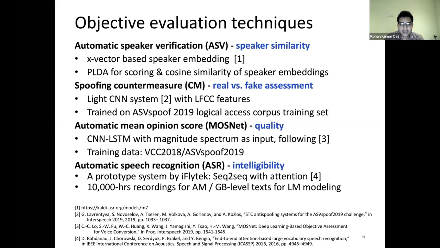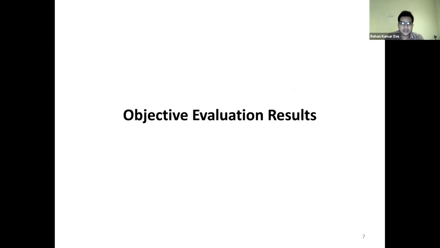Lastly, we use ASR for assessing the intelligibility of the converted speech. This is a system developed by iFlytek that is based on sequence to sequence with attention. It uses 10,000 hours of recordings for the acoustic model and GB-level text for language modeling. Next, we will observe how these objective evaluation metrics can be used for judging the rankings of each team. So next I pass over to Tomi for the next part.